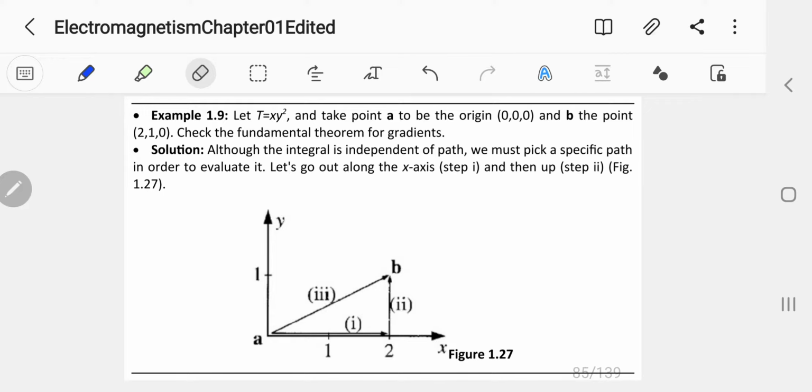So you can integrate using this path, going through 1 and then 2 to reach B, and then you can also go from A to B directly in one line. So let's check if the integral using this path here is just equal to the integral using this path here.